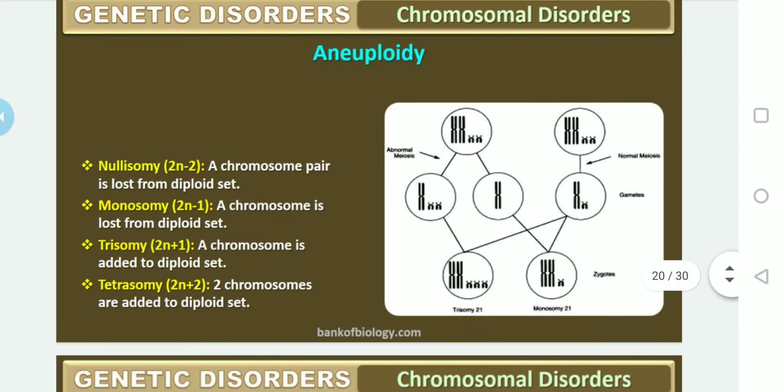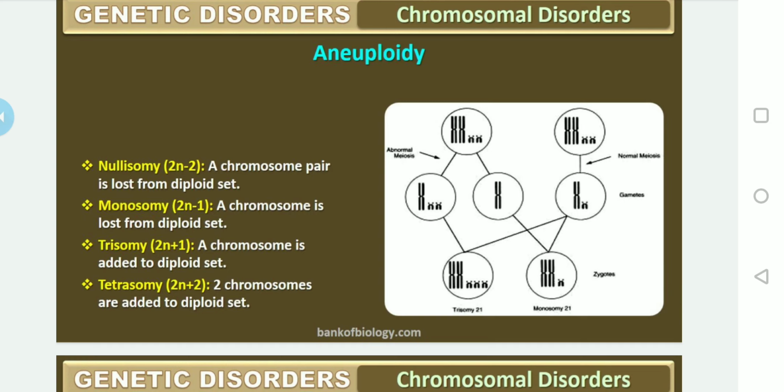So that's what I said. Just now I have explained that nullisomy means 2n minus 2, a chromosome pair is lost from the diploid set. Note down and remember these things, because they will ask these in the quantitative questions on chromosomal ploidy or aneuploidy with respect to nullisomy. They may give 2n minus 2, 2n minus 1, 2n plus 1, 2n plus 2.